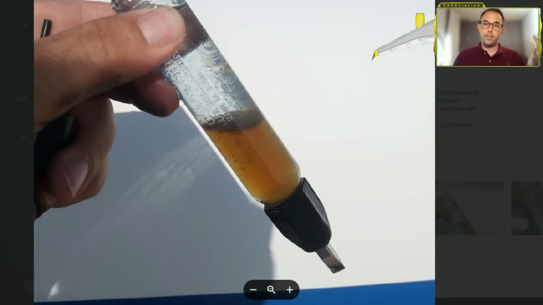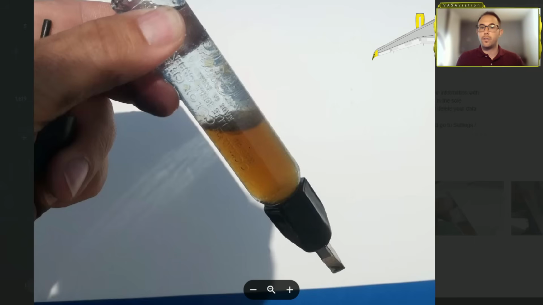Here's another picture. Now the difference is evident. You can see the difference between the clear fuel on top and some kind of contaminant drained out of the fuel tank. That's impressive, and that's a really cool photograph to show students how important it is to drain your fuel tanks before your flight.